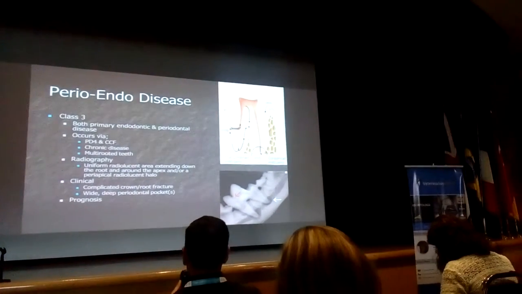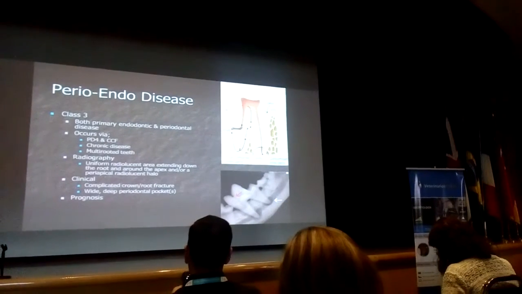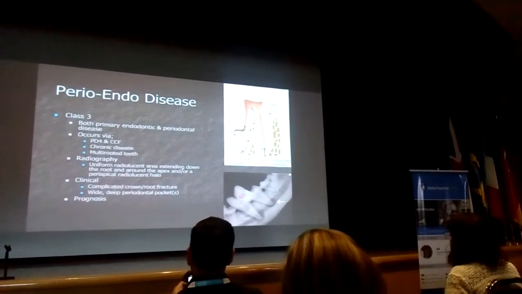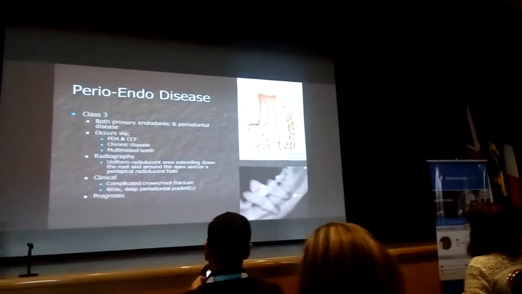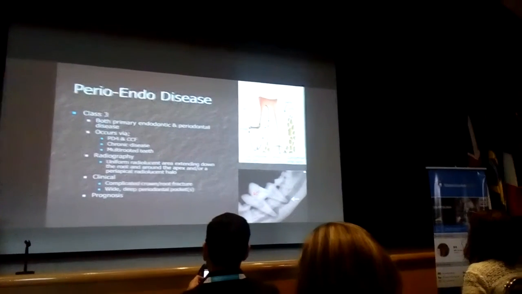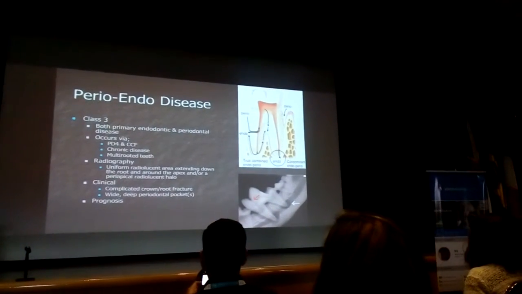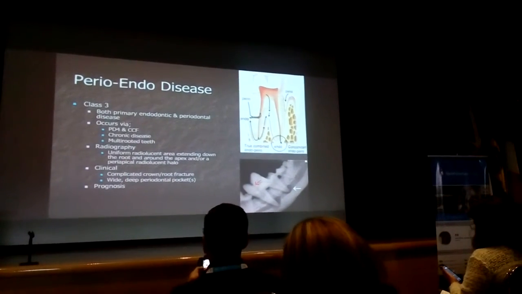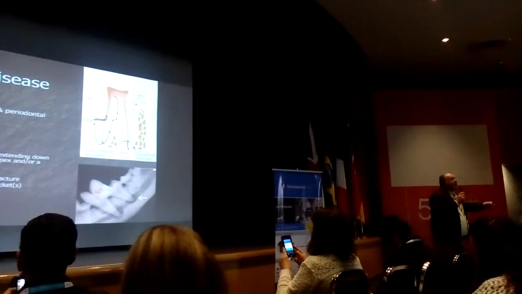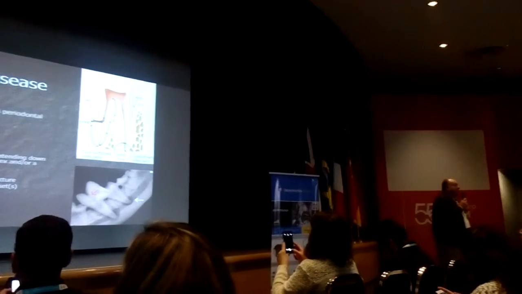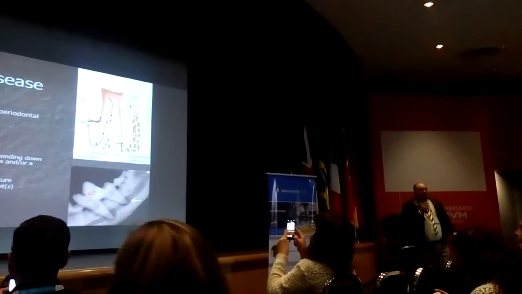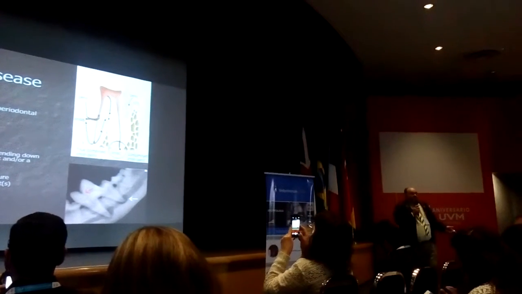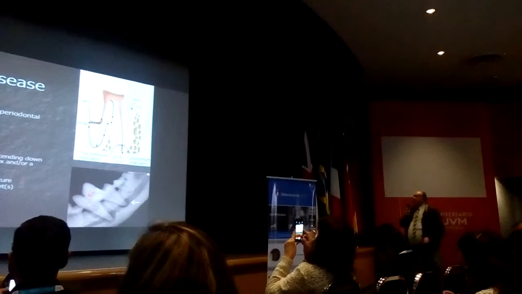So, a class 3 perioendo disease, or endoperio, whichever you want to call it, is where we don't know what came first. We didn't know if the endodontic disease came first, or the periodontal disease came first, or did they come concurrently, together? It's the chicken or egg, so we don't know.